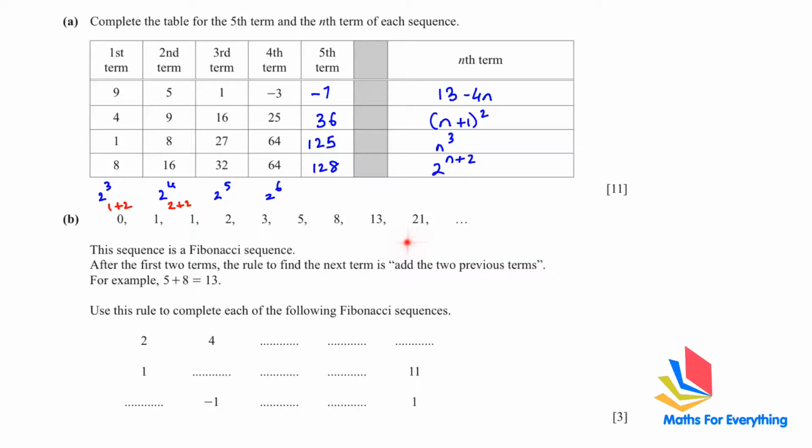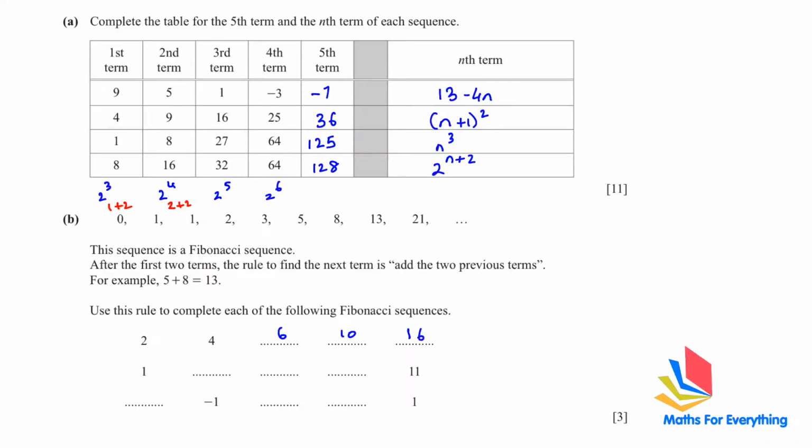Part B, we have been given a sequence, and this is a Fibonacci sequence. After the first two terms, the rule to find the next term is add the two previous terms. Example, 5 plus 8 is 13, 8 plus 13 is 21. Use this rule to complete each of the following Fibonacci sequences. The first sequence is easy. 2 plus 4, 6, 6 plus 4, 10, 6 plus 10, 16.